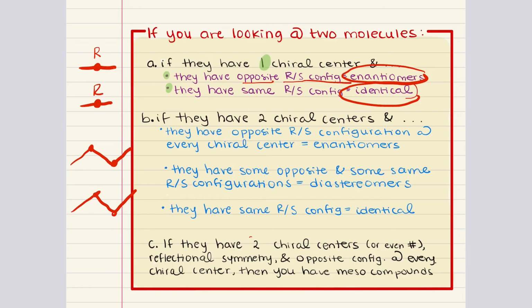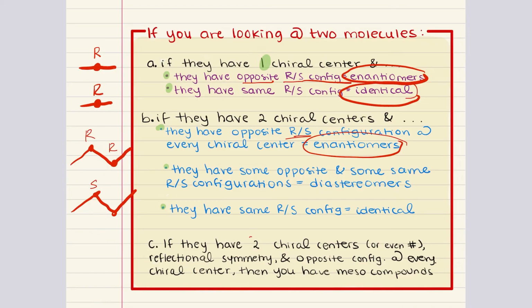What if the 2 molecules we're comparing have 2 chiral centers? In this case, there are 3 possible scenarios. If they have opposite RS configuration at every chiral center, then they would be identified as enantiomers. So if this one had R and R, and this second molecule we're comparing it to had S and S, notice that they have opposite R and S configuration at every chiral center. That would make this pair enantiomers.